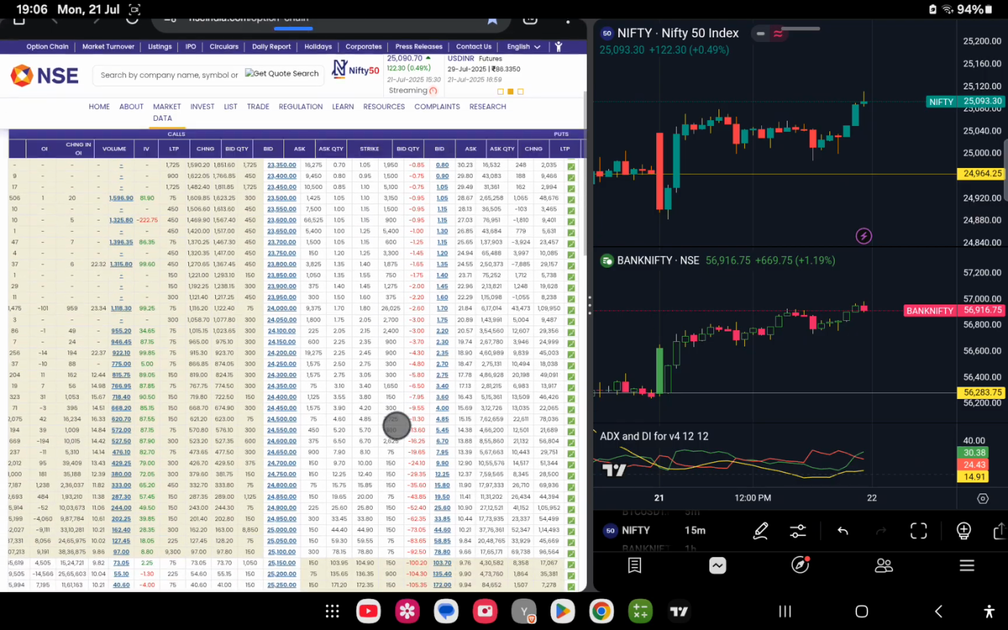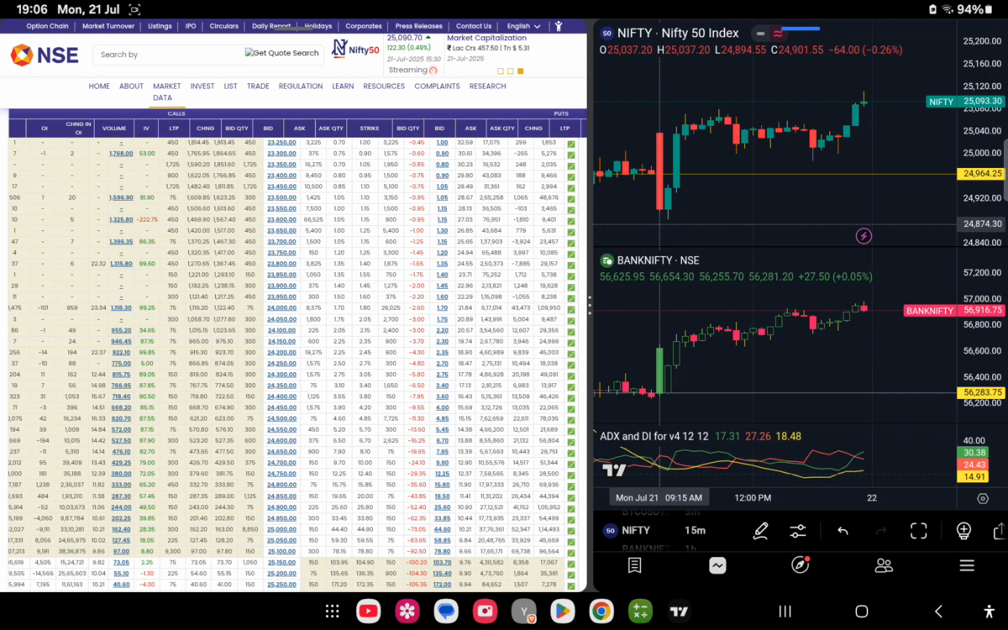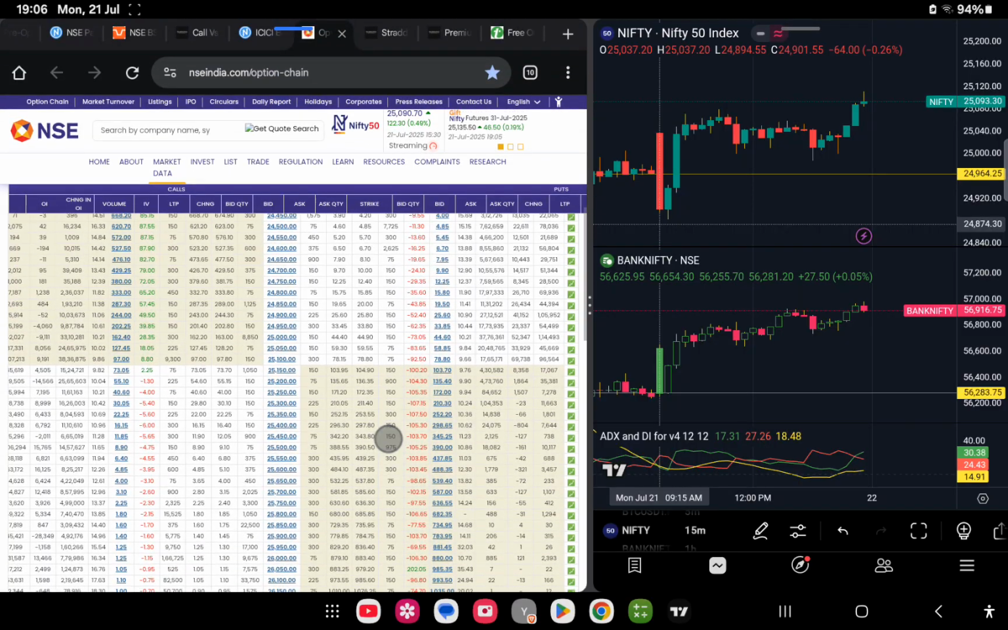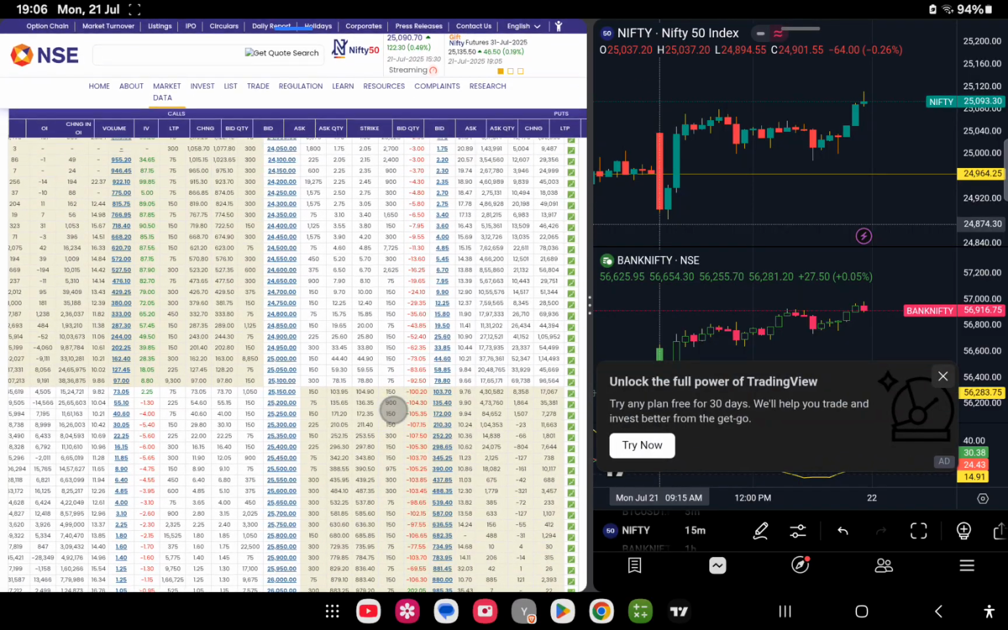I'm going to take Nifty. Open was 25,000, so we'll take 25,000 as our open ATM. Now this becomes the OTM for the put. Sorry, I just messed up. So this becomes the OTM for the put side and ITM for the call side, and the other way around for the other strikes.